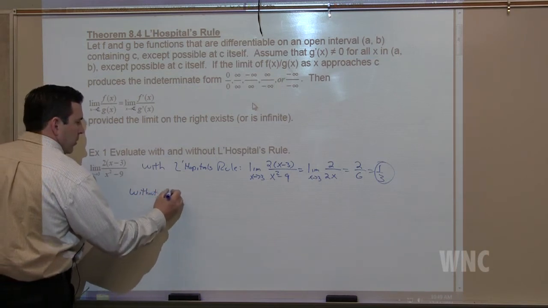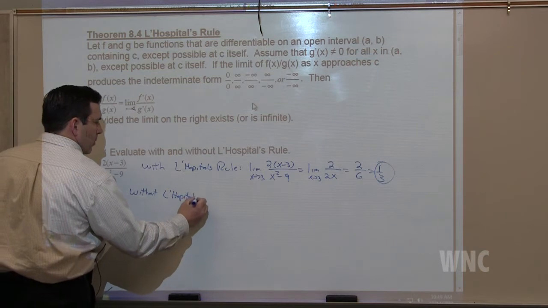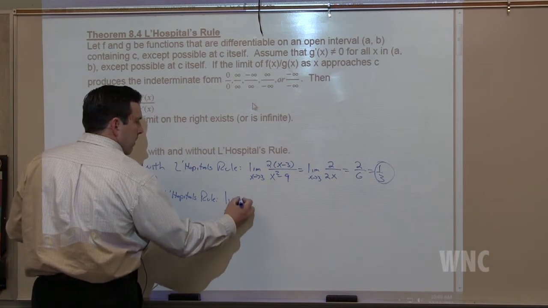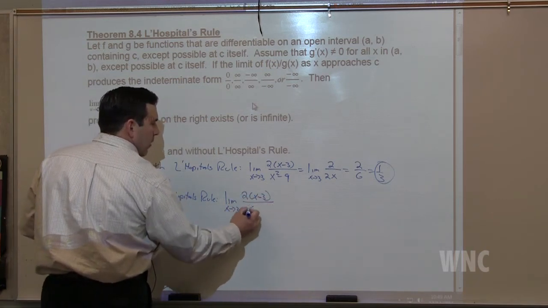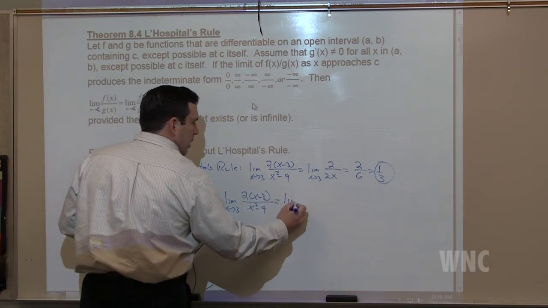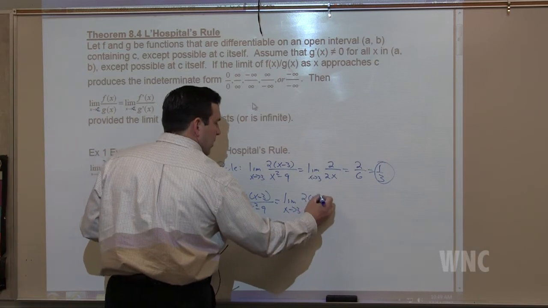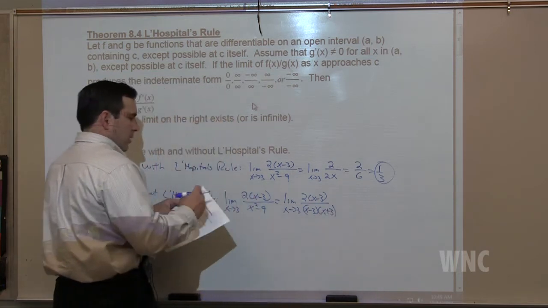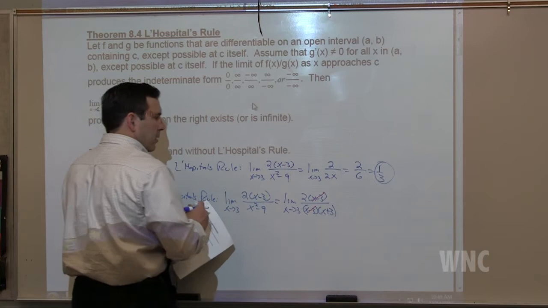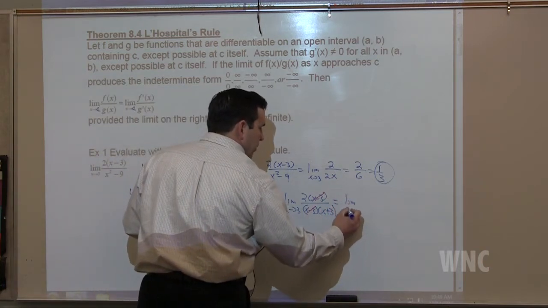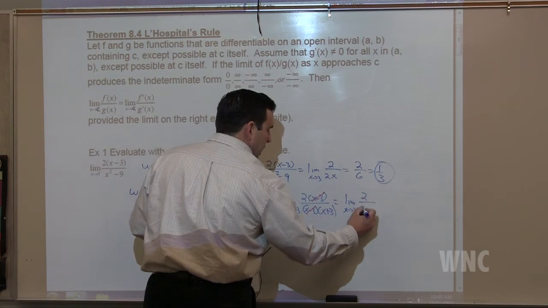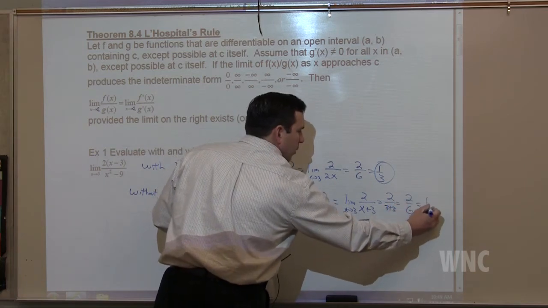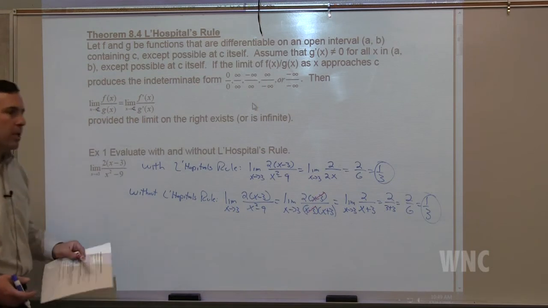Without L'Hopital's rule, we have the limit as x approaches 3 of 2 times the quantity x minus 3 over x squared minus 9, which is the limit as x approaches 3 of 2 times x minus 3 over x minus 3 times x plus 3. So the x minus 3's divide out. This gives us the limit as x approaches 3 of 2 over x plus 3, 2 over 3 plus 3, 2 over 6, which is 1/3. Look at that, same thing. Not a surprise though, that's what we should have had.